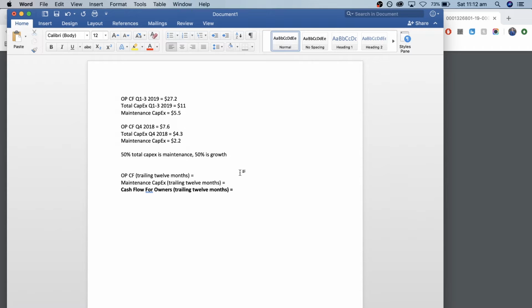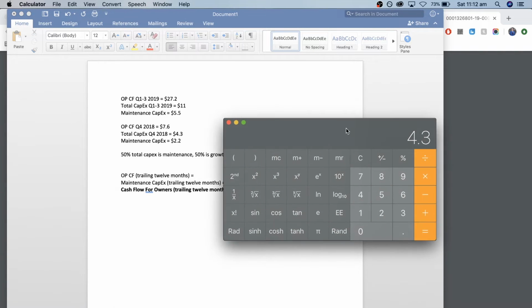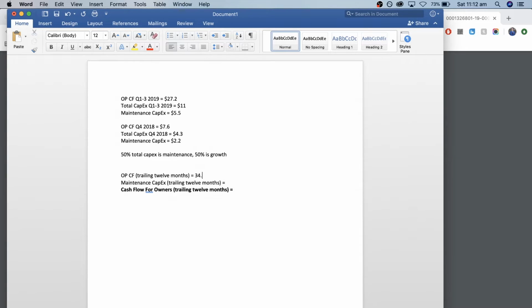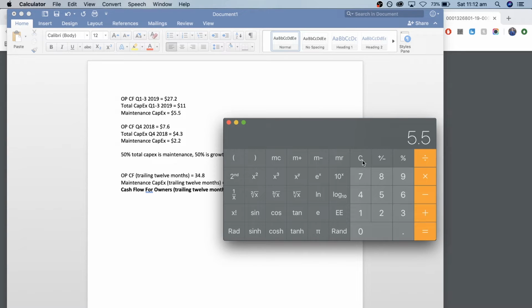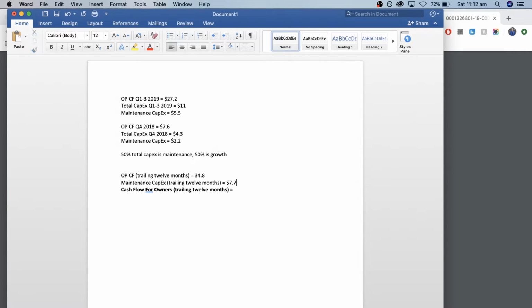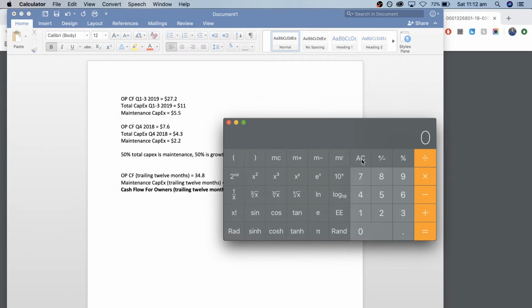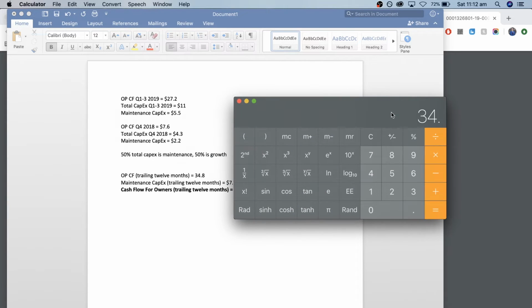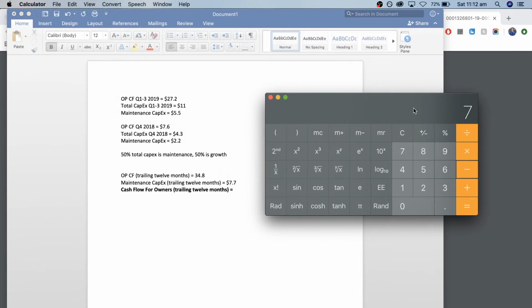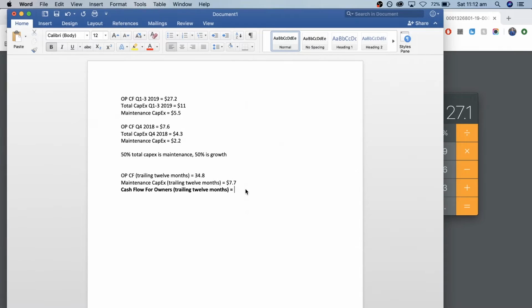And then it is simply a matter of doing some simple addition. So we've got operating cash flow for the past 12 months, which is $27.2 billion, plus the 7.6 from the fourth quarter of 2018, which gives us $34.8 billion. And then in terms of maintenance CapEx, we've got 5.5 plus 2.2, which gives us a total of $7.7 billion in maintenance CapEx for the past 12 months. And then, of course, to do cash flow for owners, we subtract one from the other, which is 34.8 minus 7.7, which equals $27.1 billion in cash flow for owners in the past 12 months.